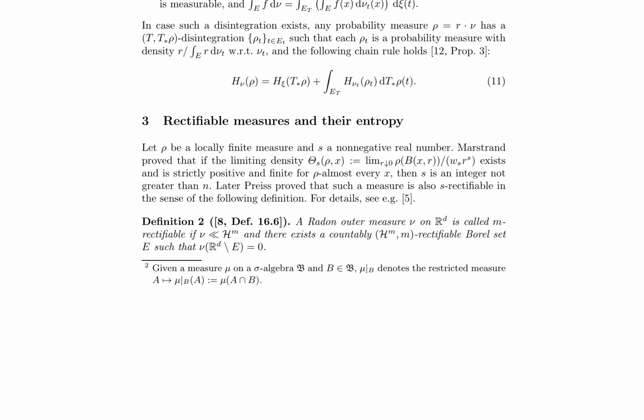The definition of rectifiable measures, introduced by Marstrand and refined by Preiss, is also key. A Radon outer measure ν on R^d is called m-rectifiable if ν is much less than H^m and there exists a countably H^m rectifiable Borel set E such that ν(R^d \ E) equals 0. This concept plays a significant role in understanding the structure of measures and their properties in geometric measure theory.